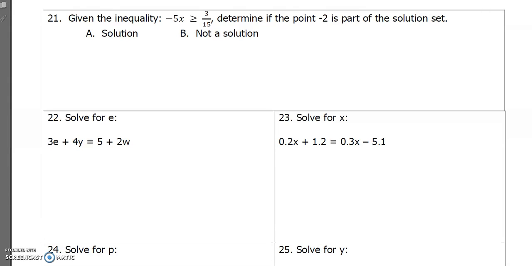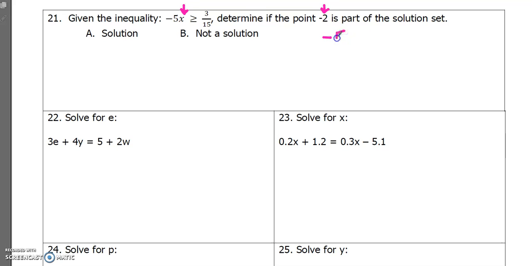Okay, let's keep going. Number 21 says, given the inequality -5x is greater than or equal to 3/15, determine if the point -2 is part of the solution set. So we can do it a couple of different ways. I think the easiest way, again, is just to replace my x with the given value and see what happens.